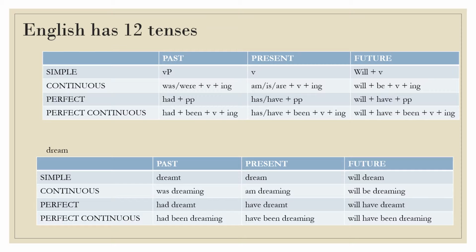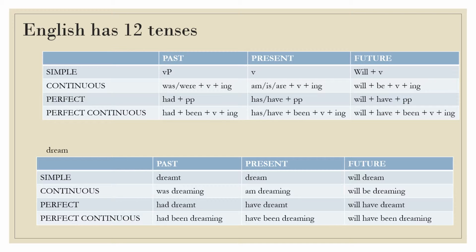And then continuous tense, you should know as well, it is your auxiliary verb was or were in the past, plus your verb plus ing. Was dreaming. And then present tense is your auxiliary verb am, is, or are, plus your verb plus ing. Remember, if you get confused, the subject is always I unless stated otherwise. So, am dreaming. Am plus your verb plus ing. Am dreaming. Future is will plus be plus your verb plus ing. Will be dreaming.